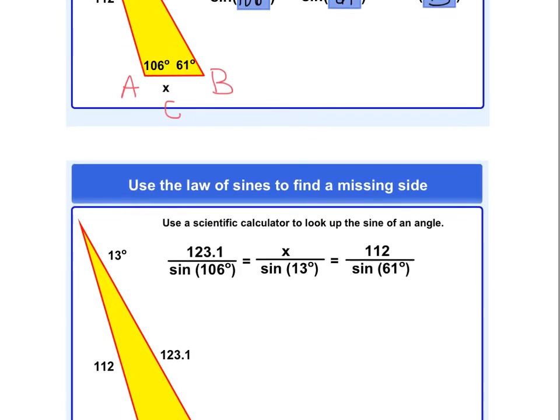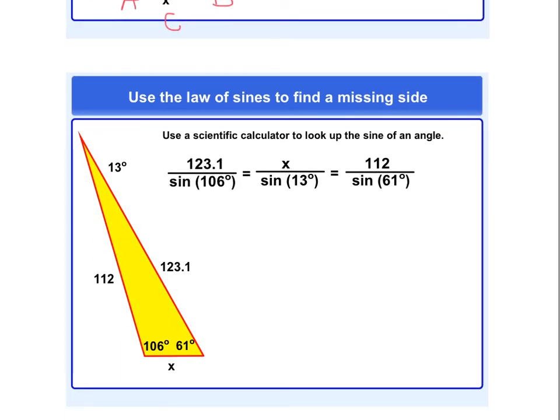So I'm going to go to the next part of the slide. So see, here I have the equation with the values written in. Now, to solve for x, we need to pick two parts of this equation. We're used to solving when we have two fractions equal to one another. So since all of these are equal to each other, we can pick any pair. But you're going to want to pick the one with the x that we're trying to solve. So we'll go ahead and write that down. x over sine of 13.